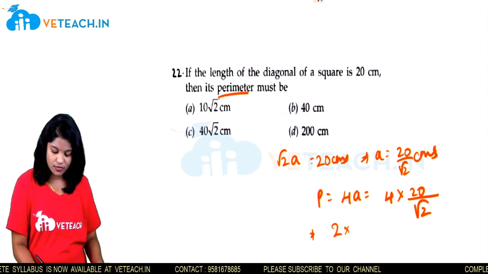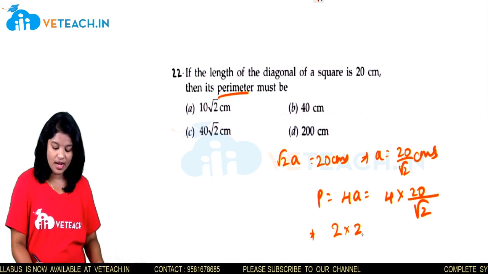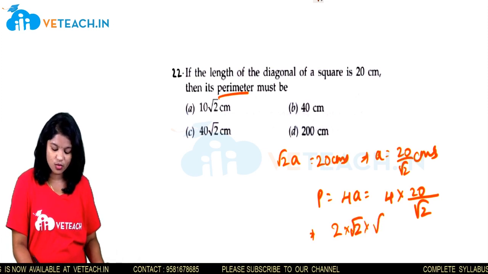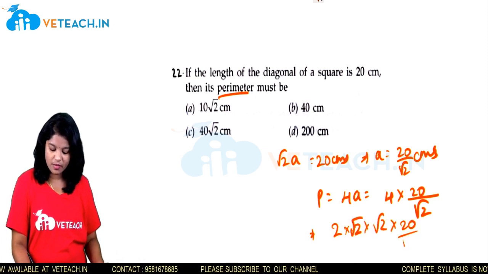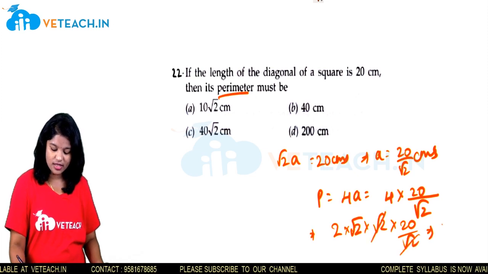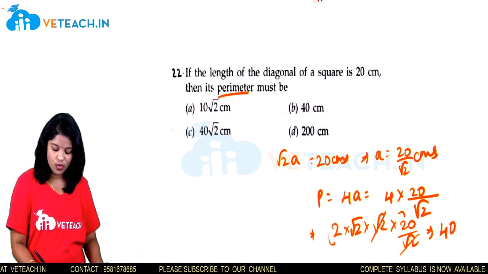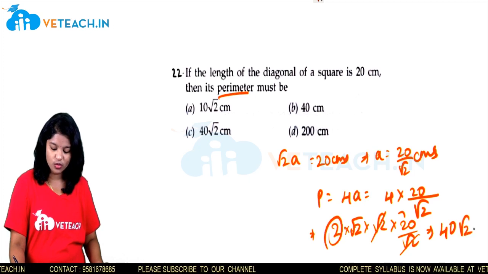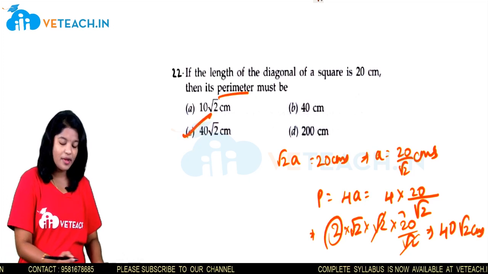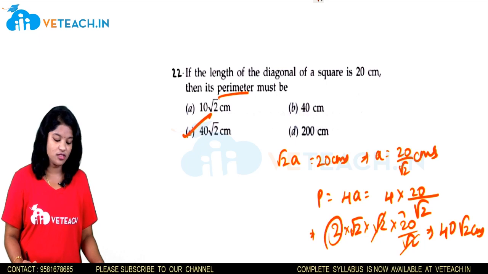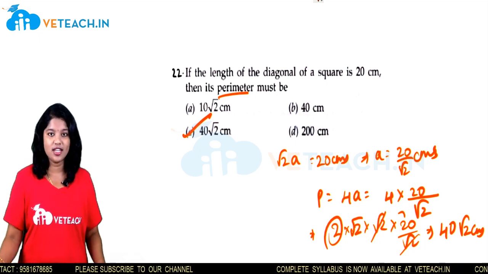So 4 can be written as 2 into 2, and again 2 can be written as root 2 into root 2, over root 2 in 20 by root 2. So that is nothing but equals to 2 into 20, 40 root 2 centimeters. So the perimeter is 40 root 2 centimeters. So option C is our correct answer.